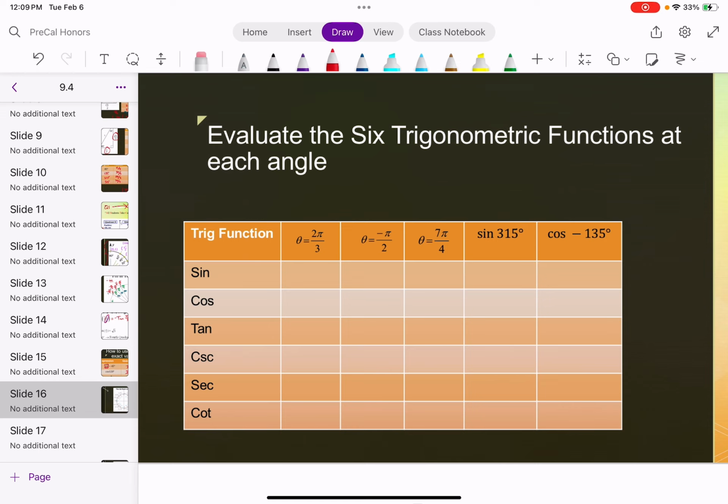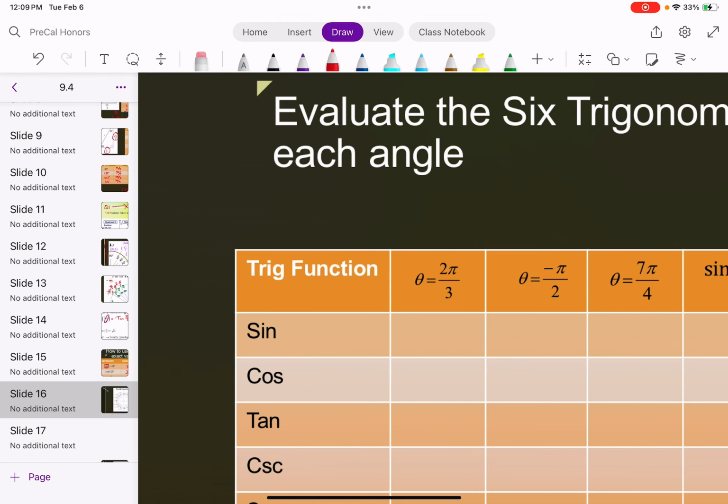So let's start off with ultimately our first part, which is theta is equal to 2 pi over 3. So for this problem, first thing that we're going to do is understand that 2 pi over 3. First, we're going to tell what quadrant we are in. We are also going to take a look at our reference angle. And you also want to state whether that quadrant is going to be positive or negative.